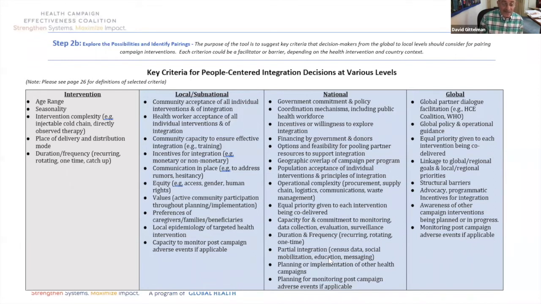And certainly the capacity to be able to monitor, as we see over here, post-campaign adverse events, if it's applicable in this case for immunization programs. So there you have sort of an array of criteria to help inform the pros and cons, the facilitators and barriers. Next one.